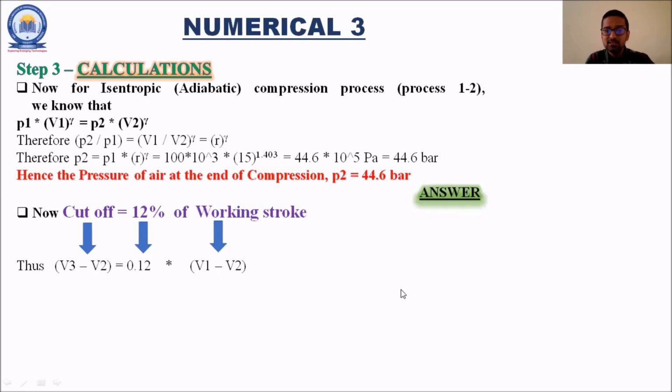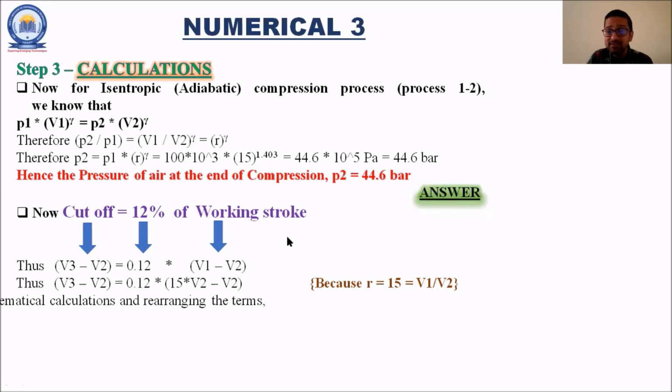Now in these equations, in place of V1, I will be substituting 15 V2, because small r is equal to 15, the compression ratio, that is V1 by V2. So V1 is equal to 15 V2. Taking the term V3 on one side and V2 on another side, doing the mathematical calculations and rearranging the terms, finally I am getting the answer, that is V3 by V2 is equal to 2.68.